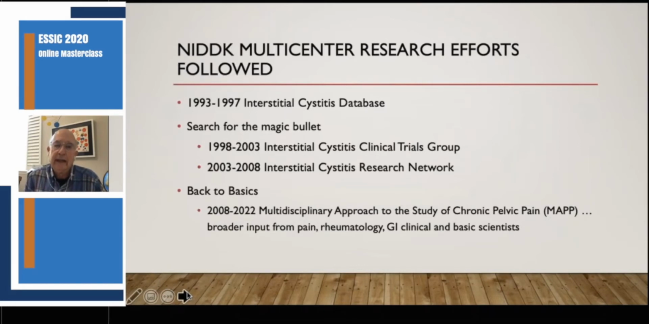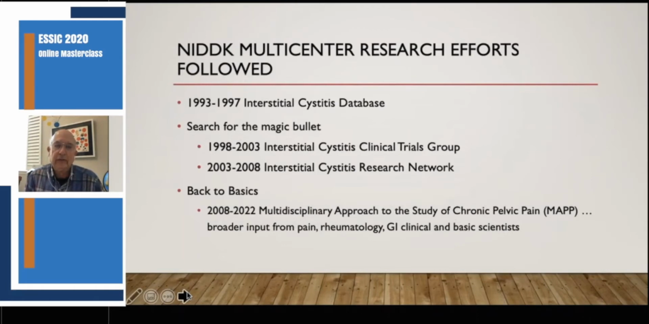Following the NIDDK meeting in 1987, the NIH took a major interest in funding research on interstitial cystitis, and for 5 years, they funded the Interstitial Cystitis Database, which was a gathering of information on patients who fit the NIDDK definition of interstitial cystitis, and also those who didn't fit it exactly but had similar symptoms.